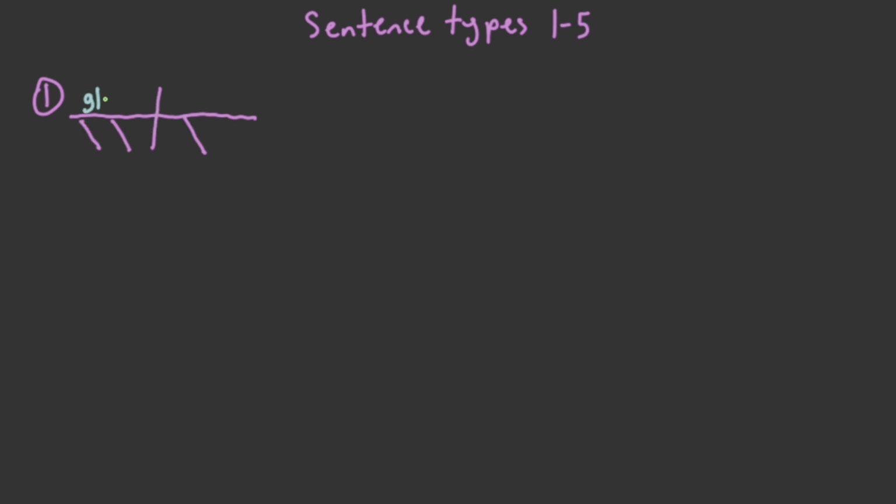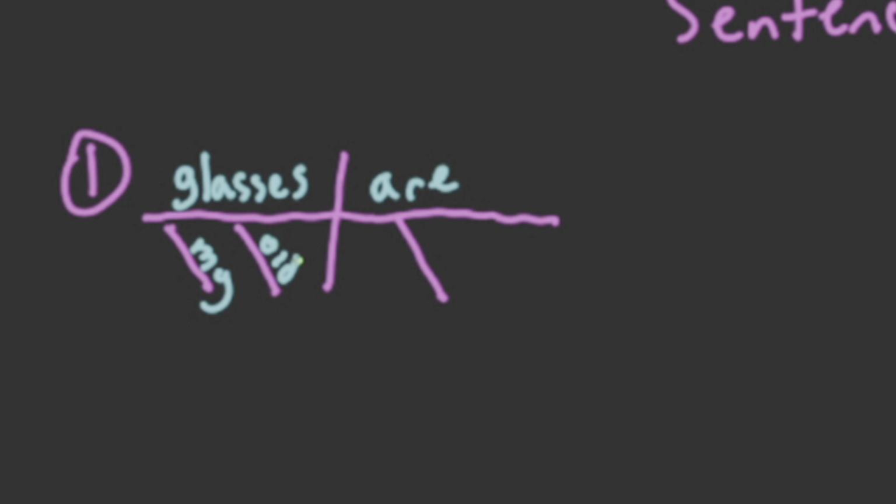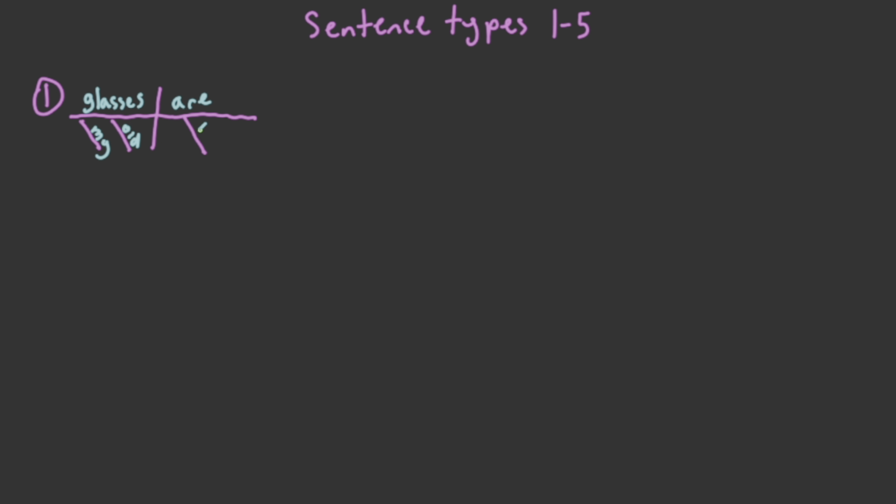In this case, glasses is our simple subject, modified by the adjectives my and old, which are diagrammed like this. We then draw a vertical line through our baseline to separate the complete subject and complete predicate. On the right-hand side, we're going to put our be verb, which in this case is are. There, in this case, is an adverb describing a place.